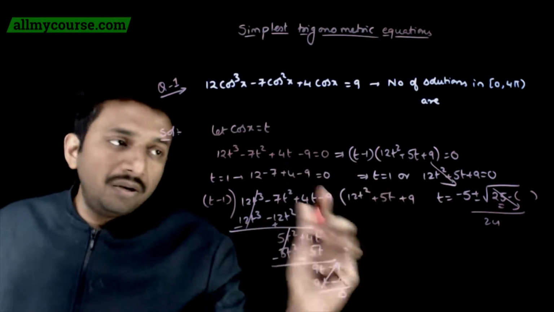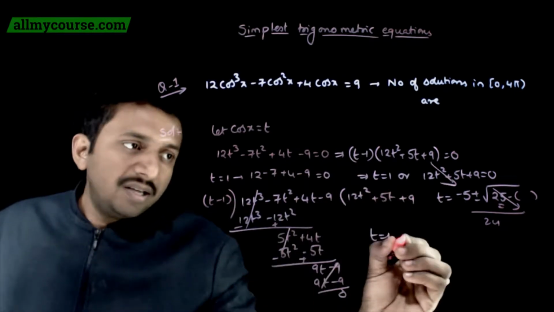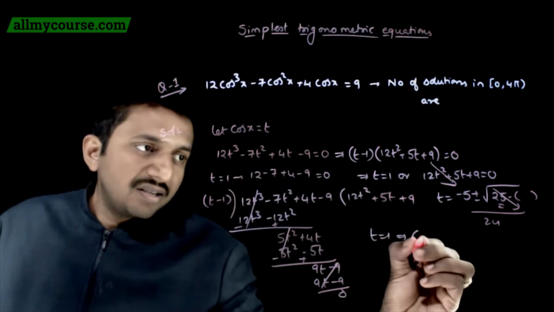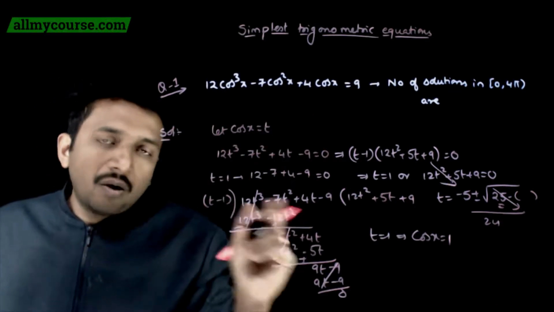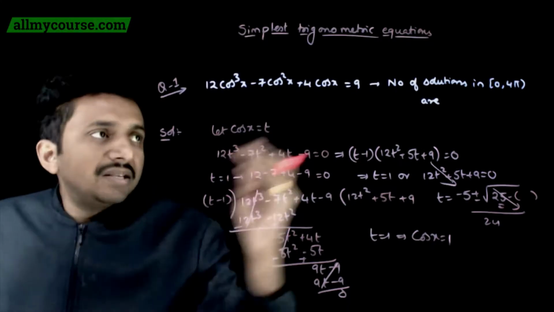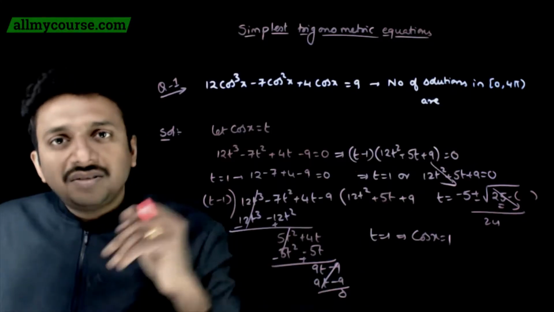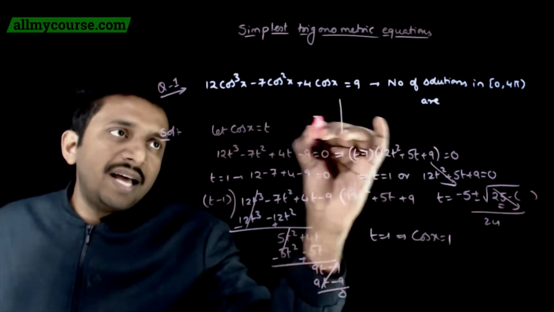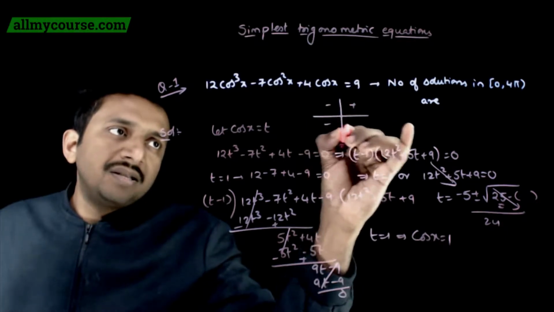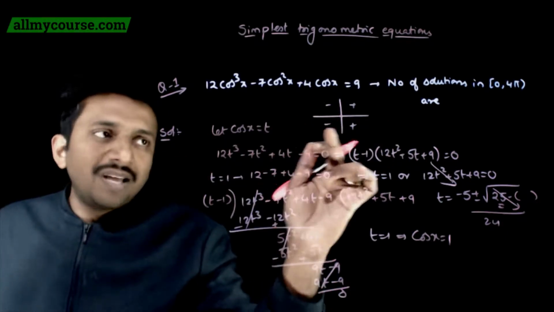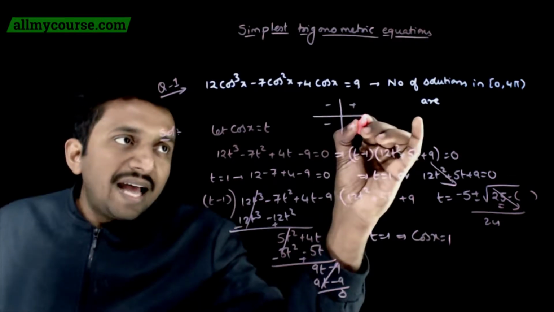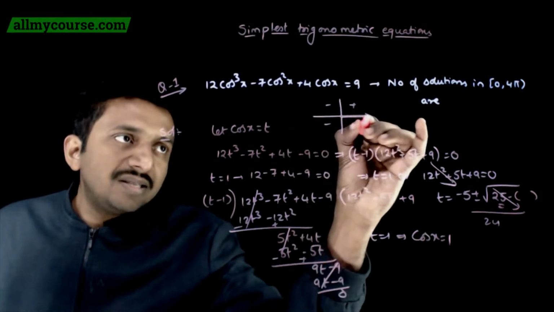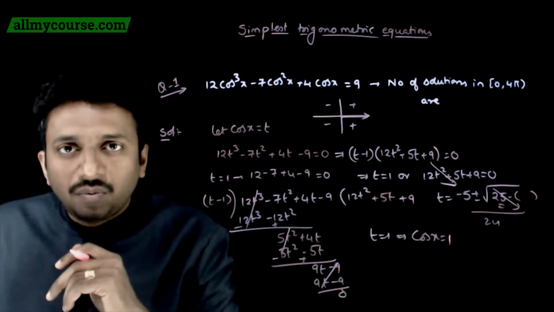So you have only one solution, t is equal to 1. That means cos x has to be equal to 1. If this equation has to be valid, cos x has to be equal to 1. Now we are asked to find the number of solutions in 0 to 4π. If you draw the quadrant diagram, for cos, the signs are plus, minus, minus, plus. So cos x is equal to 1 when x is equal to 0, right? This is the position corresponding to cos x equal to 1.